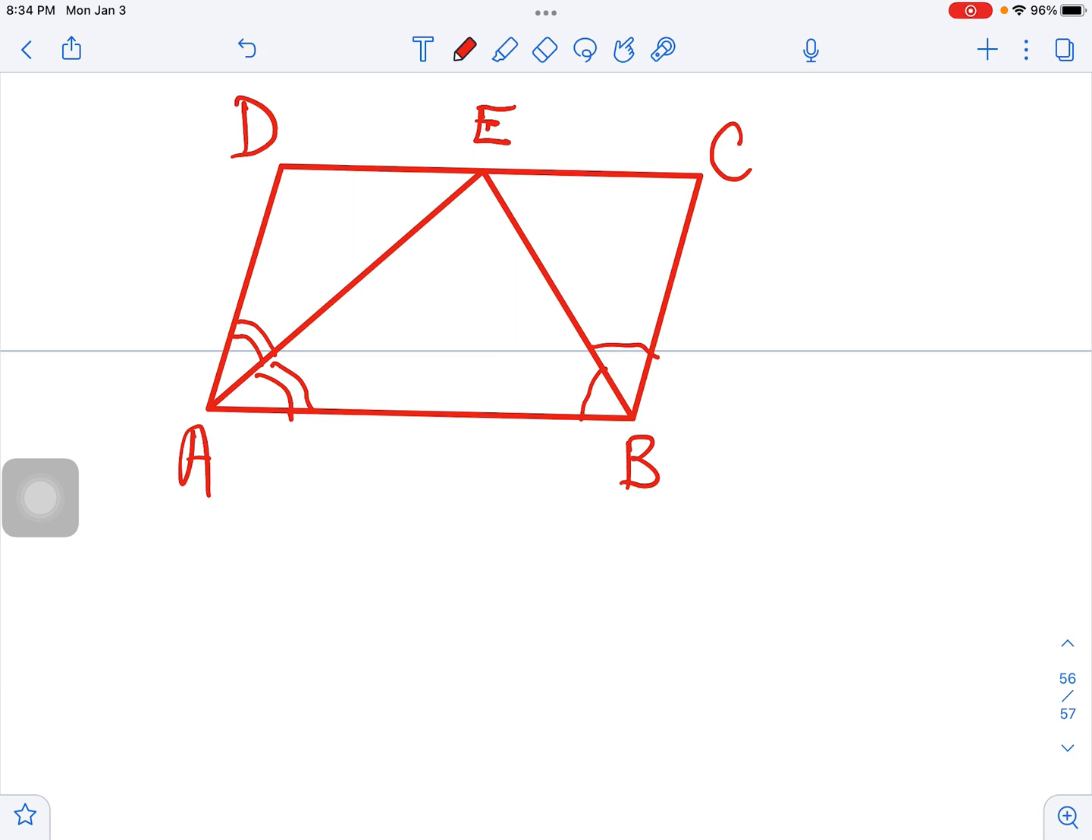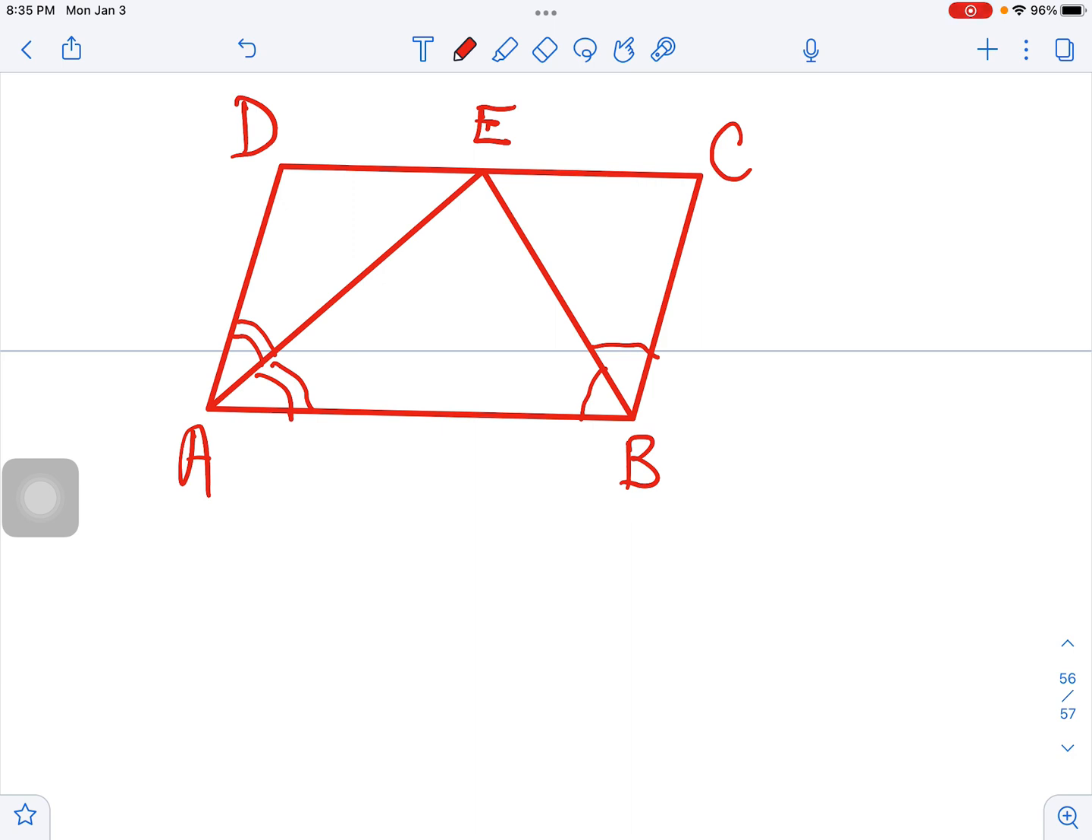So you have ABCD as a parallelogram. Angle A is bisected by AE. Angle B is also bisected, and the bisector is BE, right? The two bisectors join at point E. The question therefore is: is there a relationship between AB and BC?